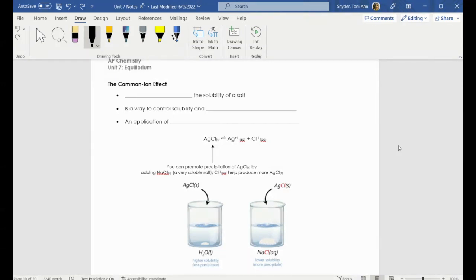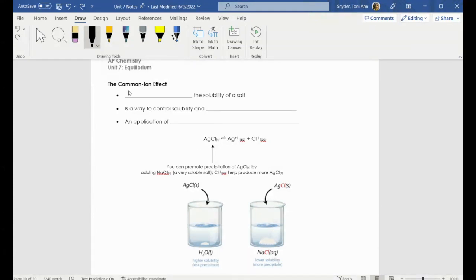And we can't really affect the equilibrium for a particular dissociation like this right here. I'm just going to reference this guy. Can't affect that by adding more silver chloride, because more silver chloride is not going to dissociate in a saturated solution that is already at equilibrium. But what I can do is force it to produce more precipitate of silver chloride by adding what's known as a common ion to that particular solution.